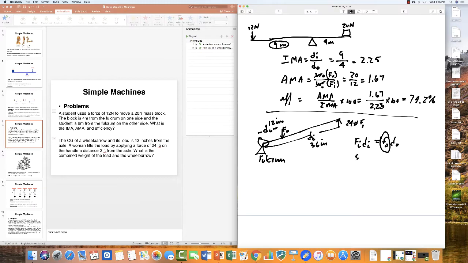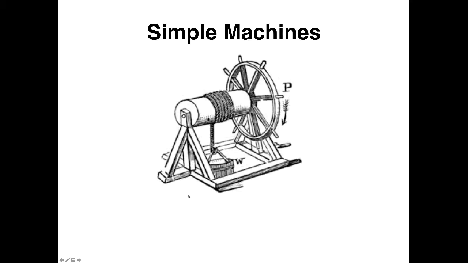And so Fi Di over Do is going to equal Fo. And you'll notice that the ideal mechanical advantage times the input is equal to the force output. So that's going to be 24 times the input distance, 36 inches, divided by 12 inches. So this is going to be Fo, which is 3 times 24, or 72 pounds.